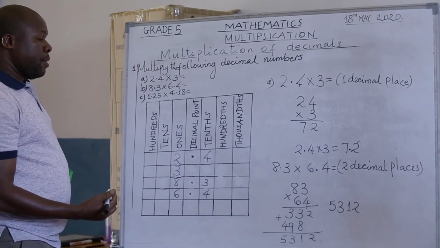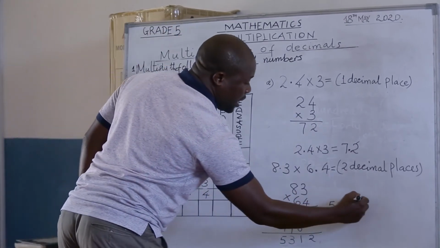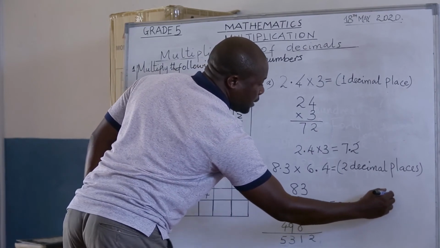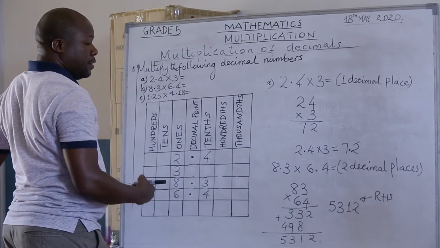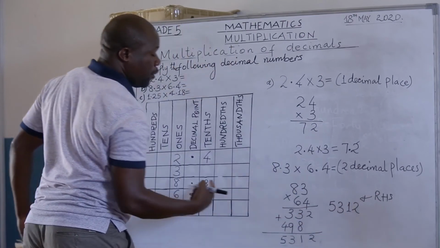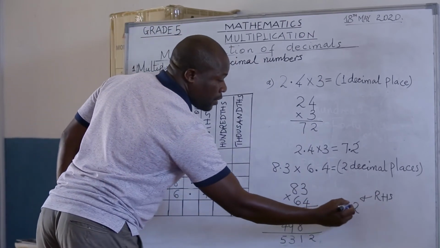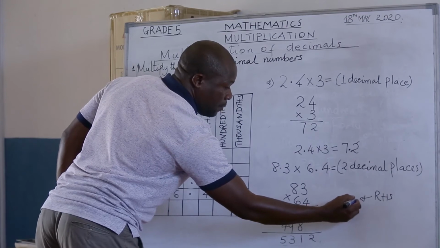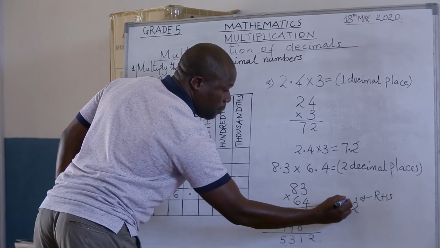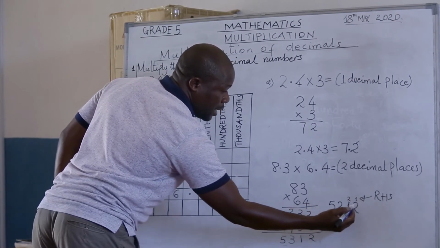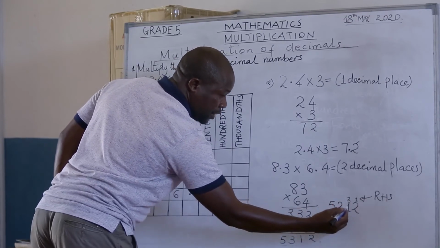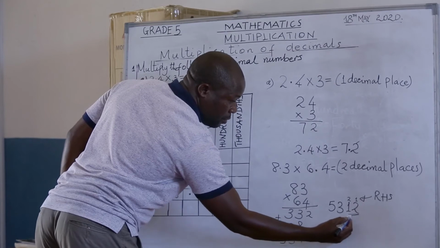Now, when bringing back the decimal places, we count the number of decimal places from the right-hand side towards the left-hand side. So, the first decimal place will be number 2. Number 2 is our first decimal place. Then our second decimal place is number 1. So we have 1 decimal place, 2 decimal places. So these are the 2 decimal places.